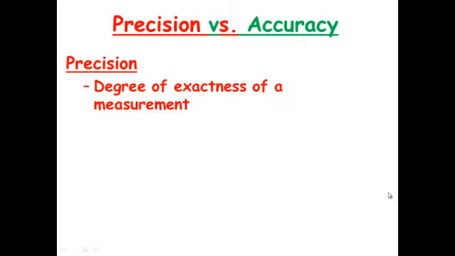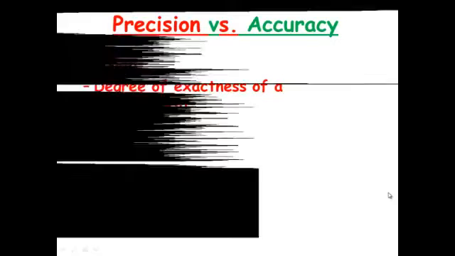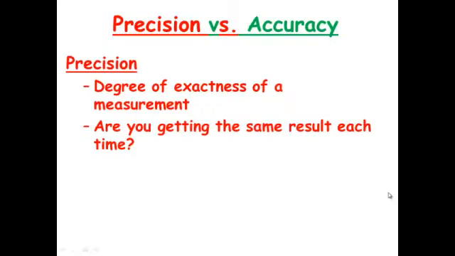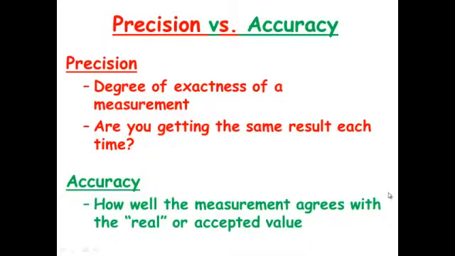Precision is the degree of exactness of a measurement. Or in other words, are you getting the same result each time? If you are, then you're being precise. Accuracy is how well the measurement agrees with the real or accepted value. In other words, how close is your measurement to the accepted value?